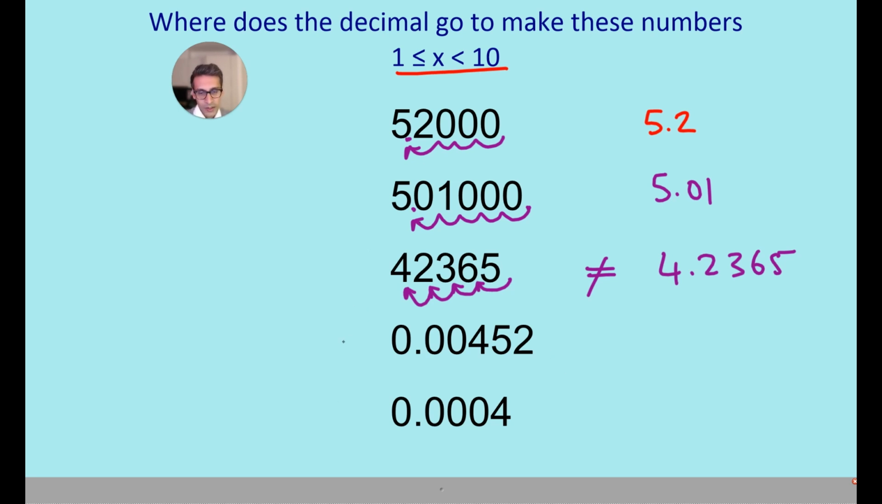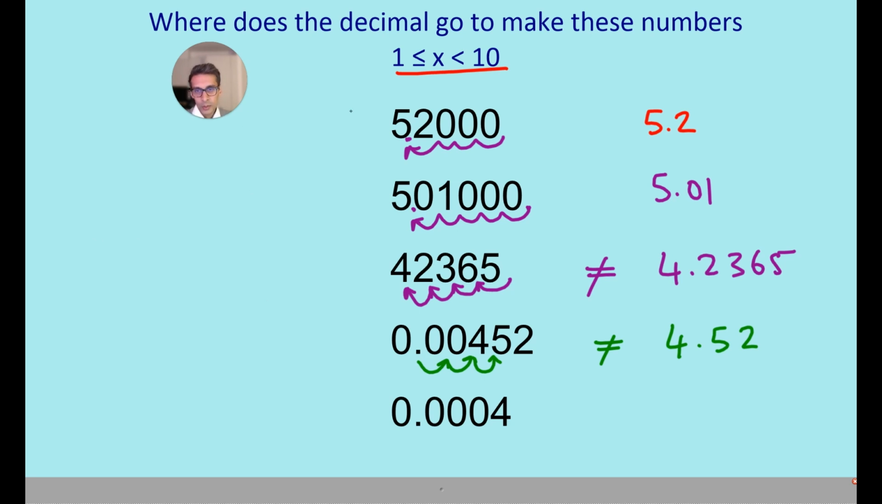Now, what happens when you get a small number like 0.00452? To make it between 1 and 10, this decimal is going to have to move to the right. So we're multiplying by 10, multiply by 100, multiply by 1,000. What you end up with is 4.52. So the decimal has moved 3 places, or in other words, we've multiplied by 1,000, so 4.52. Again, remember, these numbers are not equal to each other, but 4.52 is between 1 and 10.